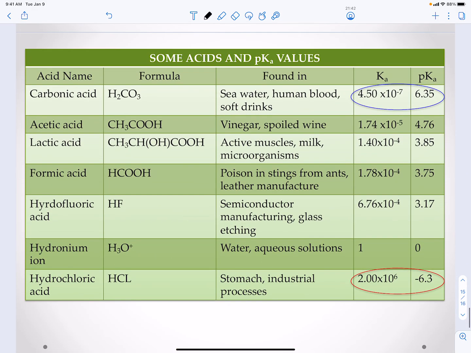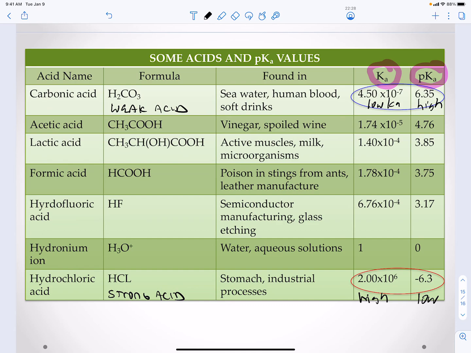So here's a table of some acids and pKa values. And so again, you can see that we have our Ka scale and we have our pKa scale, and they're going to be opposite of each other. So our strong acid down here, our hydrochloric acid, and our carbonic acid up here, which is a weak acid, and everything in between. For our strong acid, you have a very high Ka and a very low pKa. And for our weak acid, you have a very low Ka and a very high pKa. So they're opposite of each other.